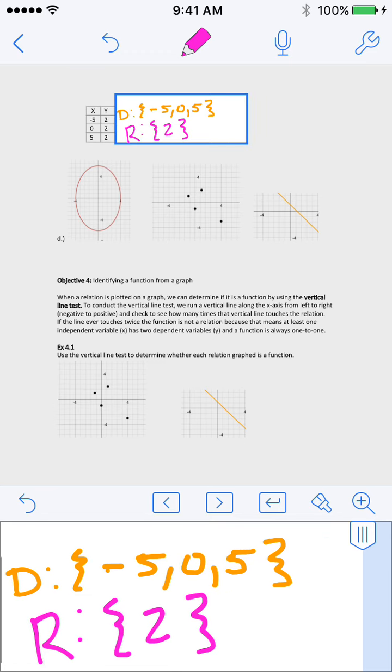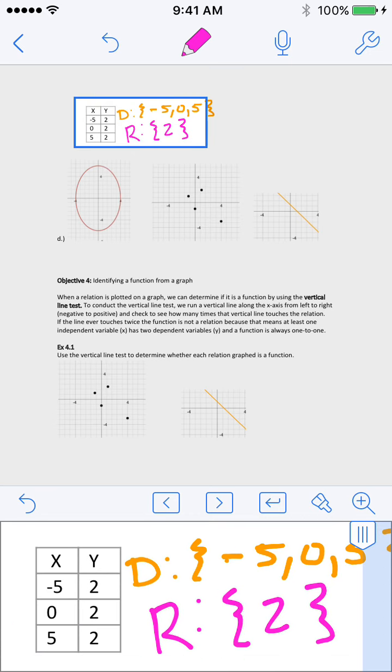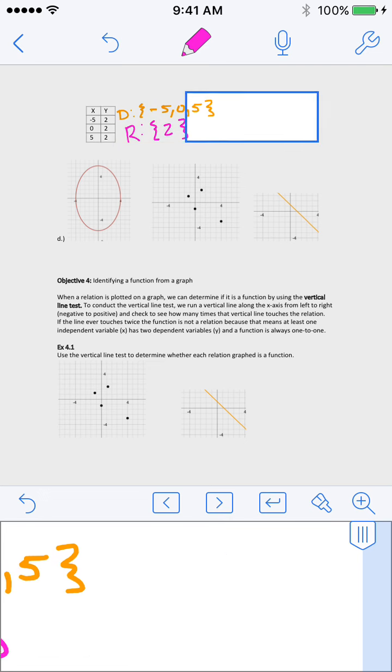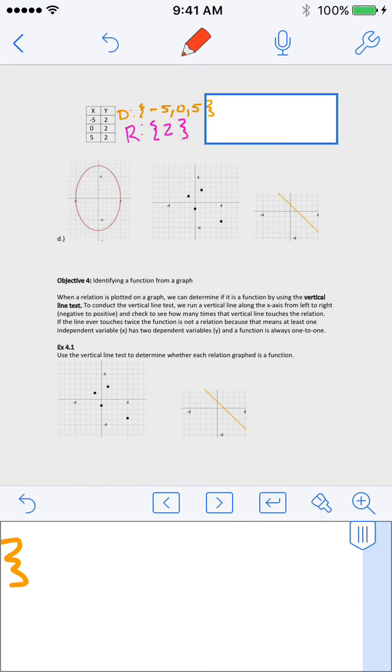So what do we think? Function or not a function? It's actually a function, right? Each one of these x's is independent. It has only one answer. -5, the answer is 2. 0, the answer is 2. 5, the answer is 2. Yes, they all have the same answer, but that's okay. It's one answer. Yes, it is a function.